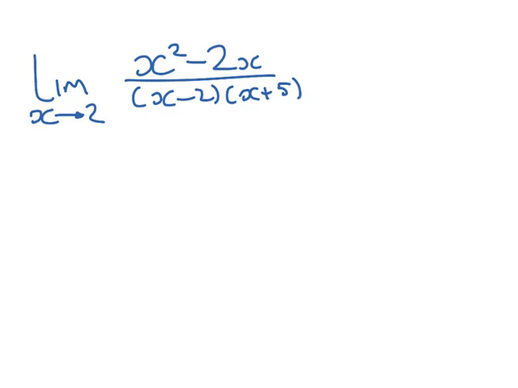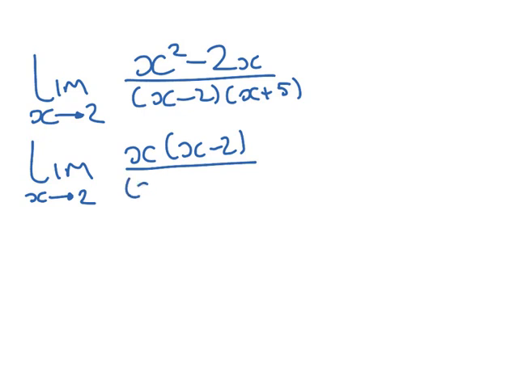So what I'm going to do is factorise the top, and that's going to give me the limit as x goes to 2 of x times (x minus 2) over (x minus 2) times (x plus 5). And we can see that x minus 2 is a factor of the numerator and the denominator, so they'll both cancel out, and that gives me x over x plus 5. And if x was to reach the value 2, we'd end up with 2 over 7.